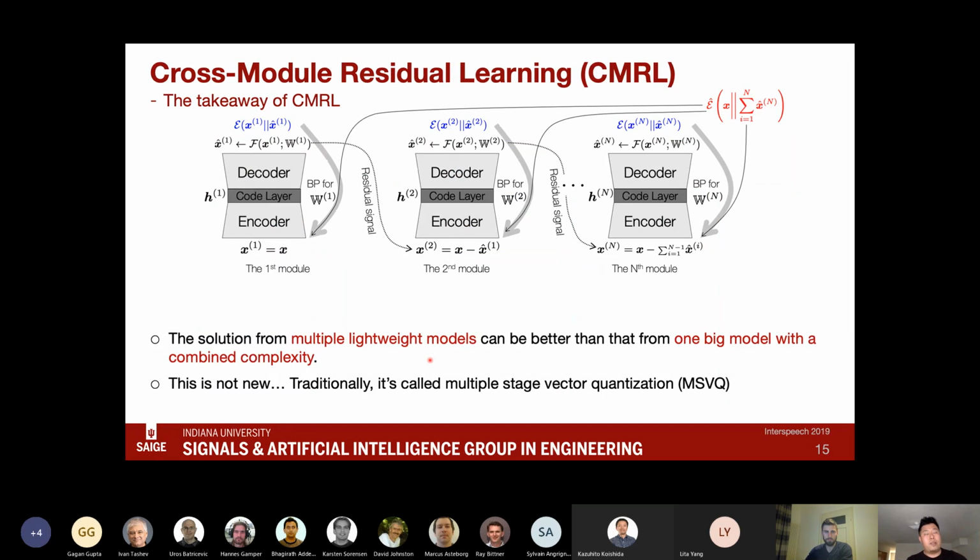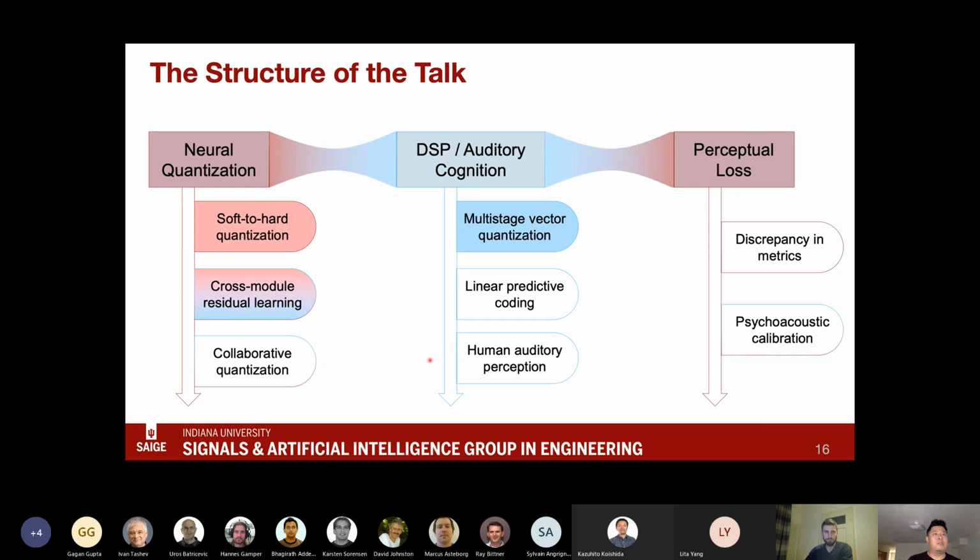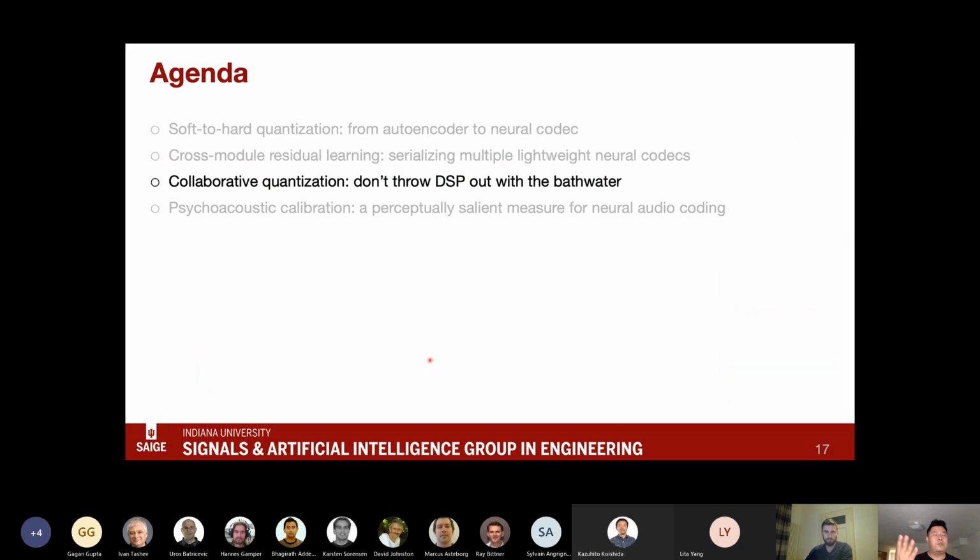The method here is still based on end-to-end speech coding methodology. This is not optimal because, like I said at the beginning of the talk, we don't have to model everything from scratch. That brings me to the third topic of the presentation, collaborative quantization. I really like the saying, don't throw DSP out with the bathwater.